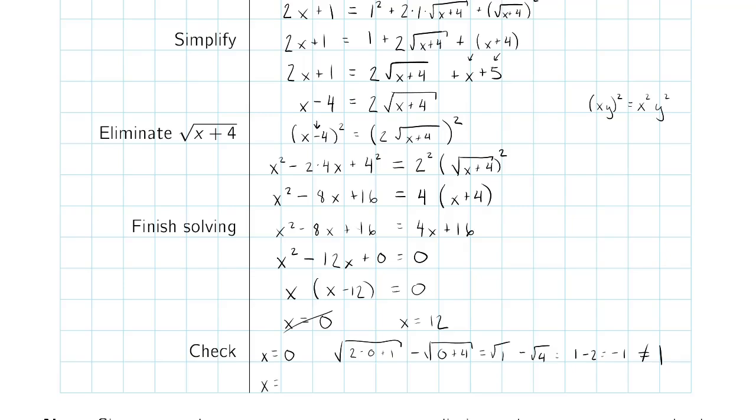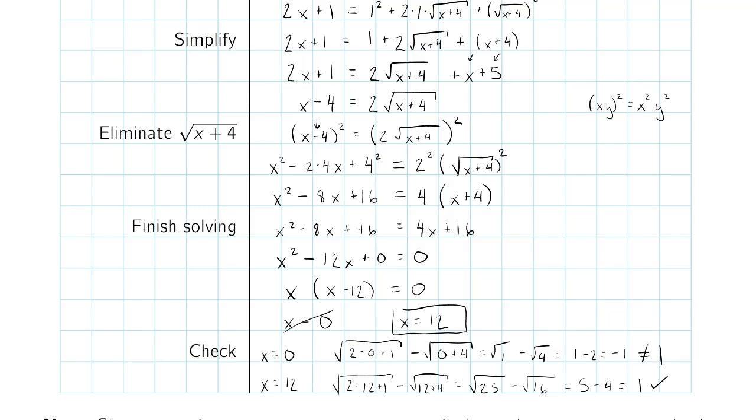On the other hand, when x is 12, we have the square root 2 times 12 plus 1 minus the square root 12 plus 4. That's the square root 25 minus the square root 16. So that's 5 minus 4, which does equal 1. Only x equals 12 is actually a solution.